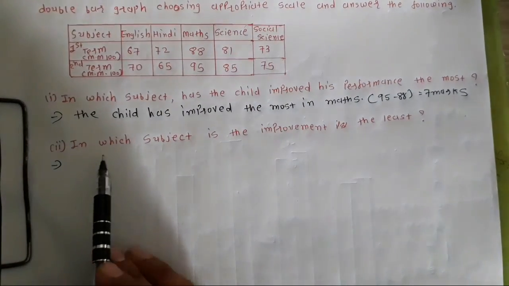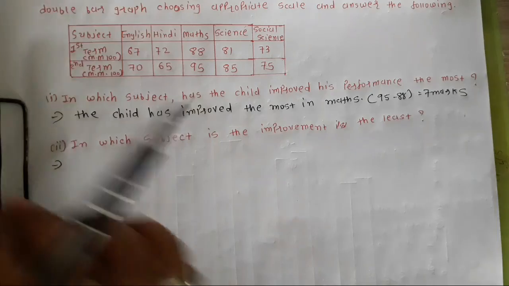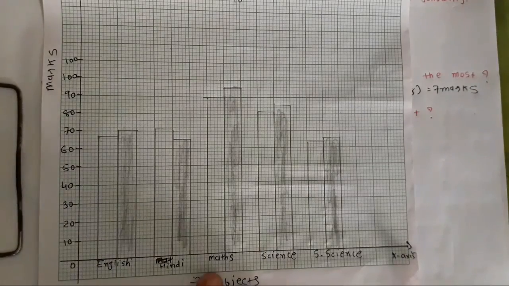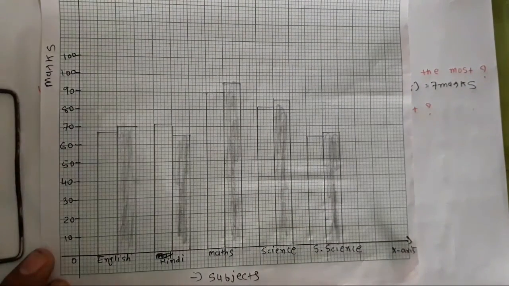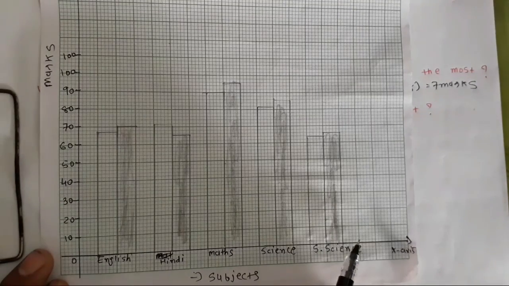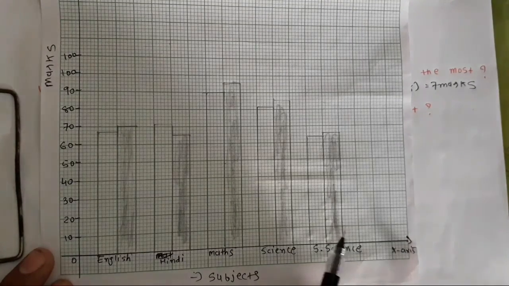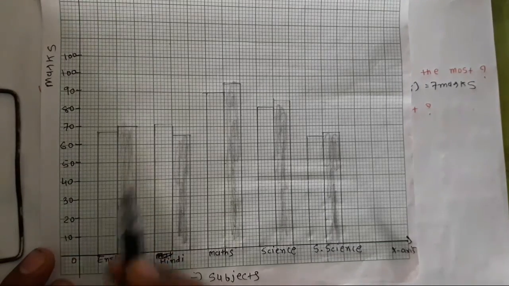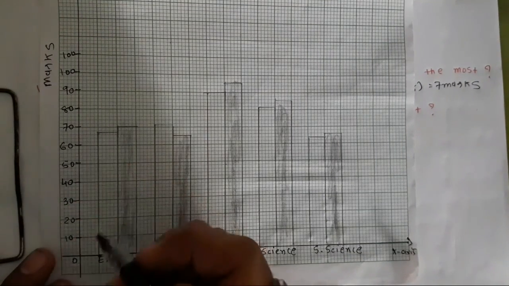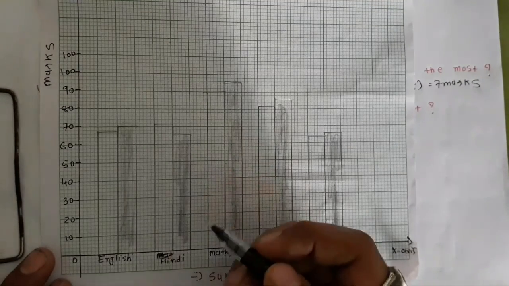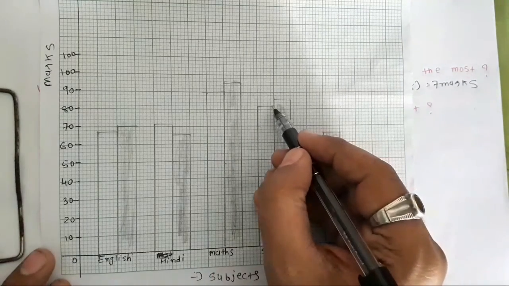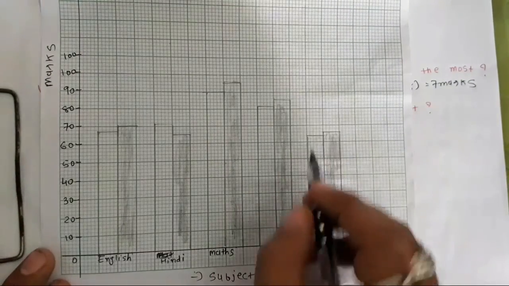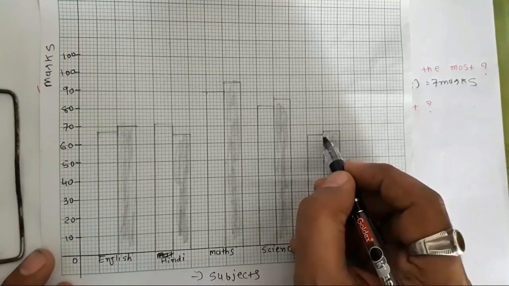Now the second question is, in which subject is the improvement the least? Seeing this graph we can say the student got improvement in second term compared to first sem in English, maths, science and social science. Now we have to find in which subject he got least improvement. In English he got improvement of 3 marks. In Hindi the result goes down. In maths, the improvement is about 7 marks. In science, improvement is about 4 marks. For social science, improvement is about 2 marks.